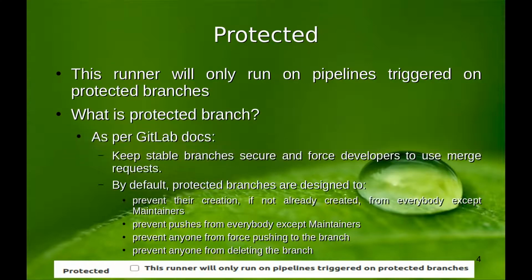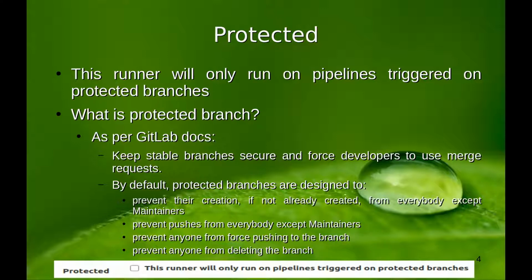Next option is protected. Protected means protected branches. So this runner will only run on pipelines triggered on protected branches. As you can see at the bottom of the screen, in the white strip I have put a screenshot of that option, protected. This runner will only run on pipelines triggered on protected branches.